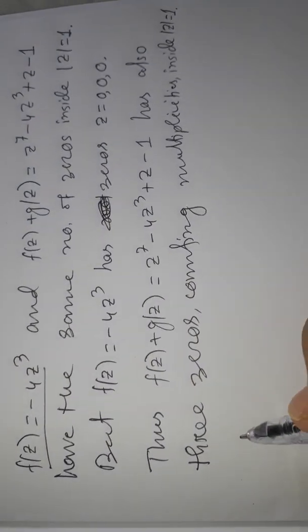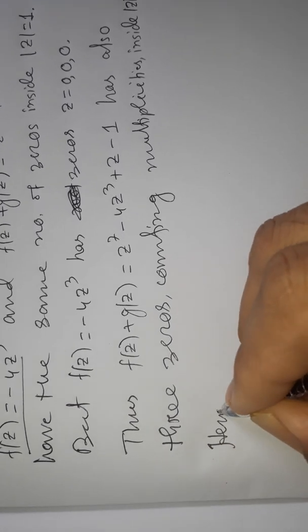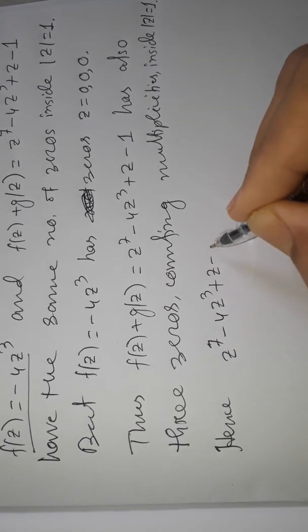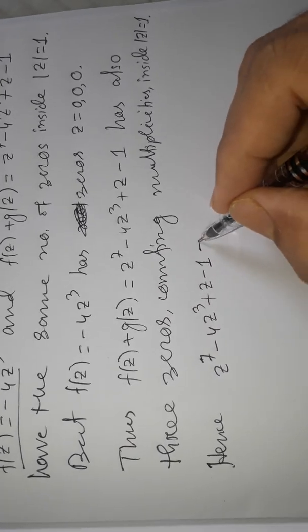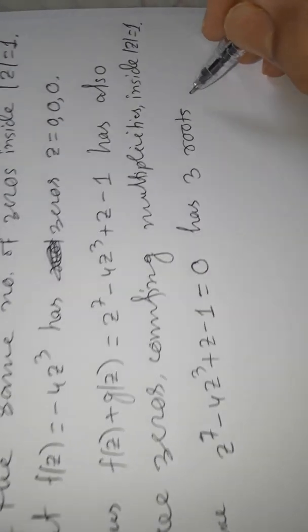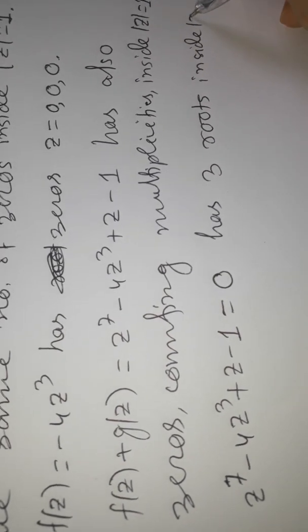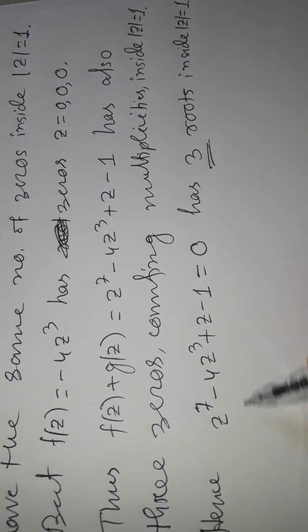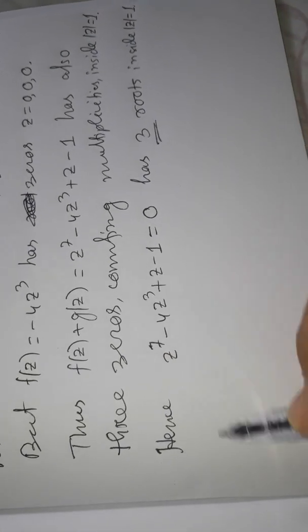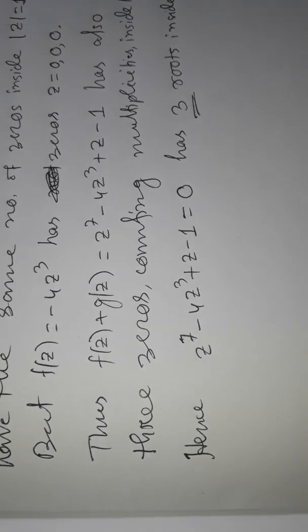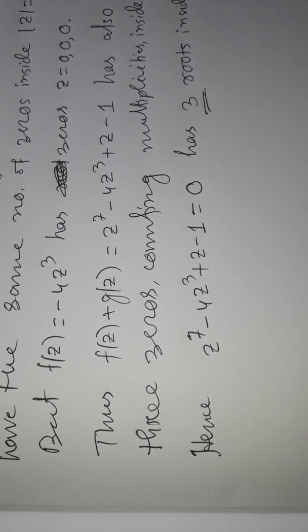So that is your answer. Hence z to the power 7 minus 4z cube plus z minus 1 has 3 zeros, so this equation has 3 roots inside mod z equal to 1. So that is the answer. We have chosen f(z) and g(z) in such a way that we can apply Rouche's theorem. Next I will give another example, showing how to choose these suitably for different situations.